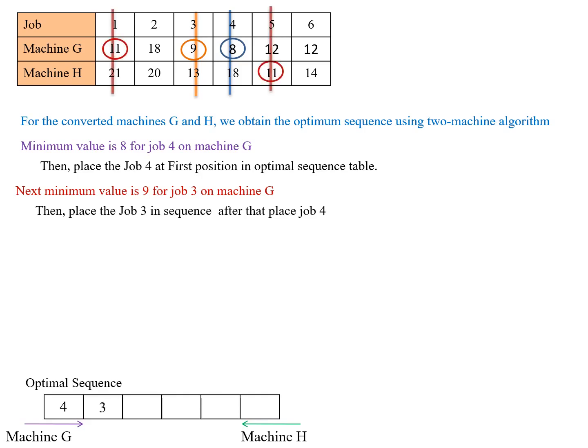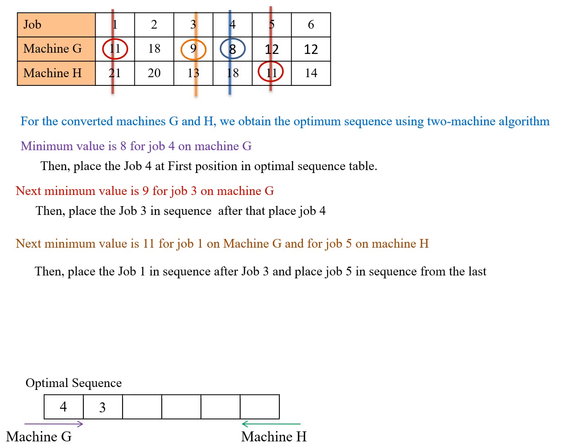The next minimum value is 11 for job 1 on machine G and also job 5 on machine H. So first we place job 1 in the sequence table after job 3. Similarly, we place job 5 in the sequence table from the last. Next we observe that the minimum value is 12 for job 6 on machine G. So we place job 6 after job 1.